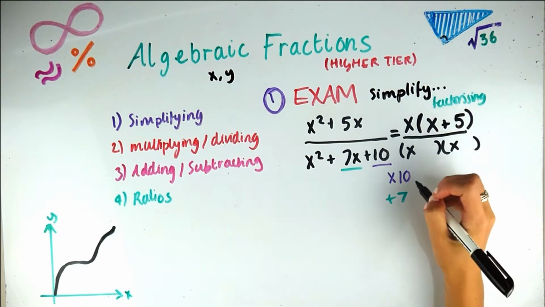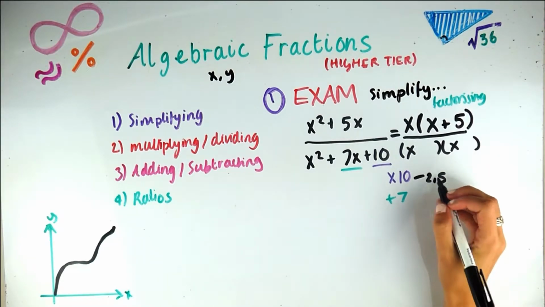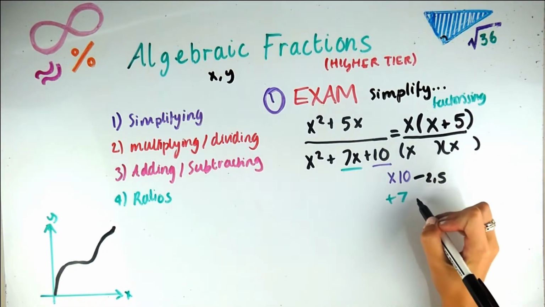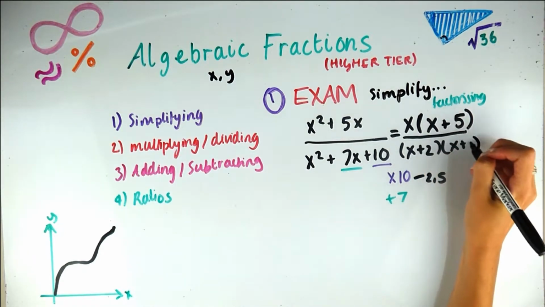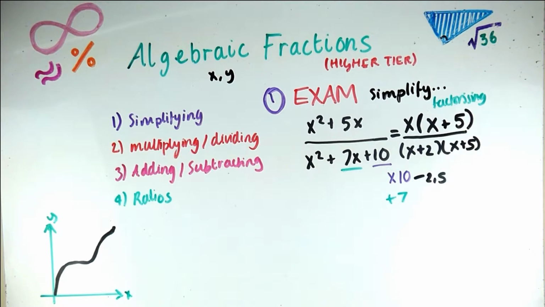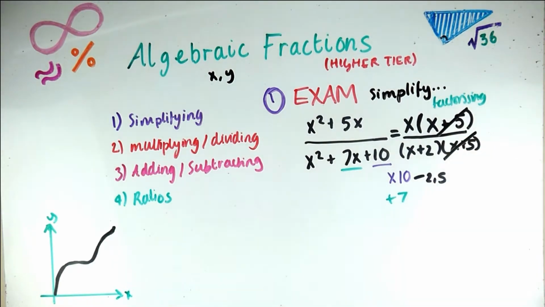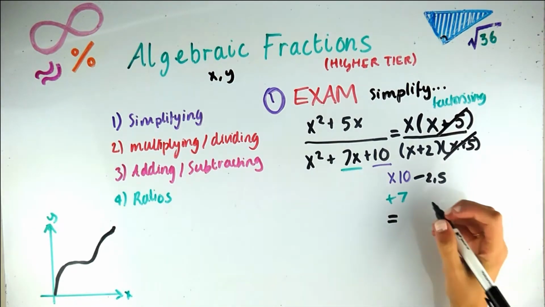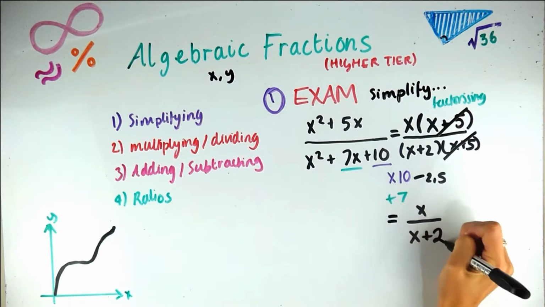The numbers that multiply to give 10 are 2 and 5. 2 times 5 is 10, and 2 add 5 is 7. So we've got plus 2 in here and plus 5 in there. Now that is looking promising because we're aiming to simplify, which kind of means make smaller. We can see we've got two things common, one on the numerator, one on the denominator. So we can cancel the x plus 5, just like you would cancel normal fractions, and then you're left with x divided by x plus 2.